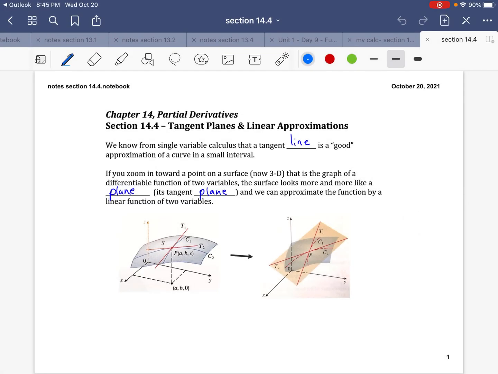All right, hello there. So in class, we got the first page done. We were doing tangent planes.